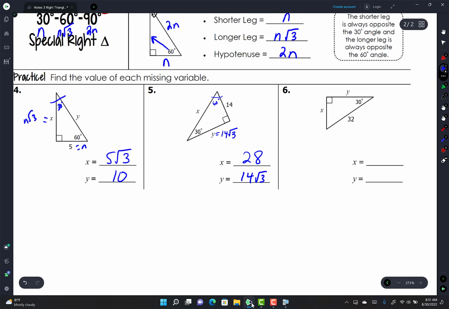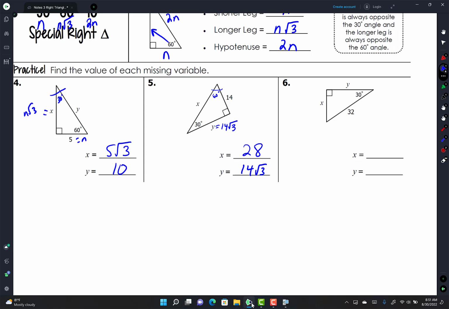Okay. Last but not least, the hypotenuse is 32. So the relationship that I can go from the hypotenuse, I can go directly to the short leg. If the hypotenuse is 32, that means the short leg has to be 16. And then I just take that and multiply it by square root of 3. 16 times square root of 3 is, well, that. 16 square root of 3.